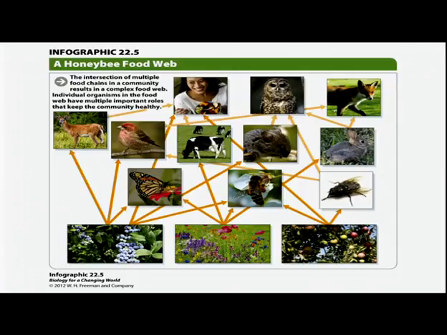So you can mix it all up. You can find a chain in the web, but most of the time it's not one guy where the only thing it eats is this, and the only thing that eats that is that. It's usually much more complicated.